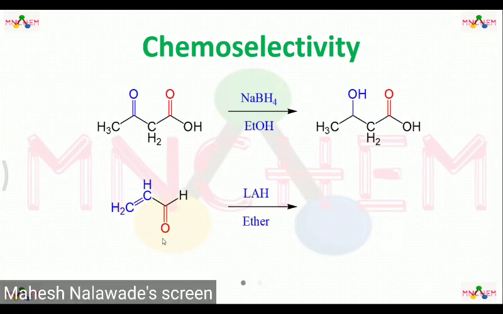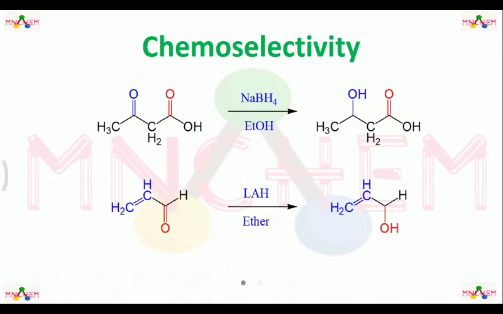also an aldehyde carbonyl group, gives only the allyl alcohol as the product. So LAH selectively reduces the aldehyde carbonyl group in acrolein.